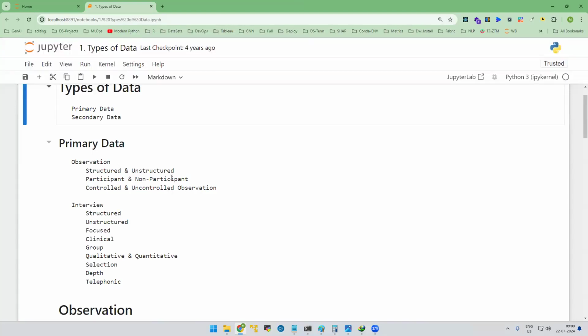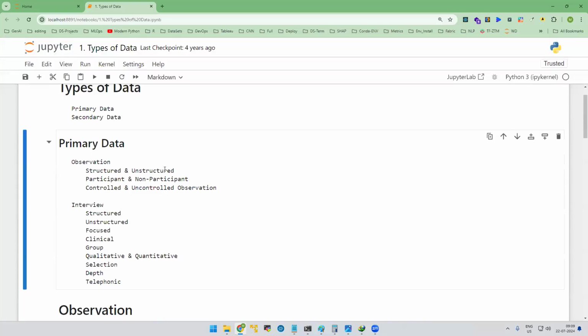Structured means the manager has given a set of things that you have to observe. As an employee, as an analyst, you stick only to those particular parameters and questions that they asked you to observe. That is structured. Unstructured means the same employee, but management has not asked anything. You have complete freedom to observe whatever you want and come up with data. That is unstructured.